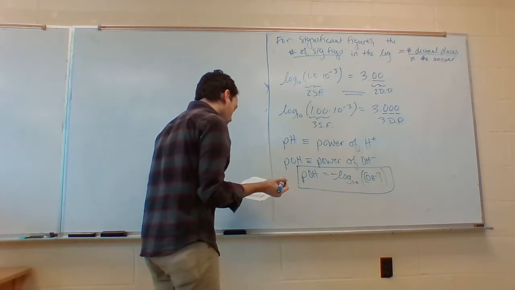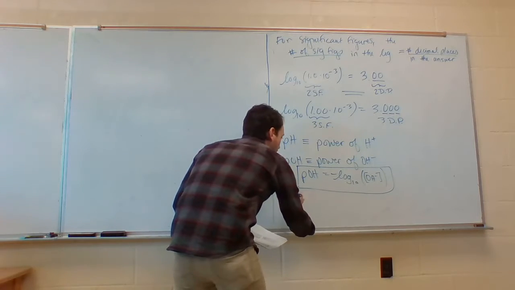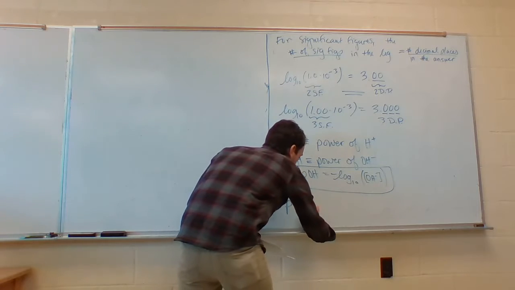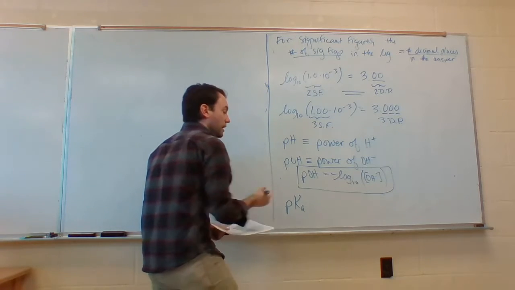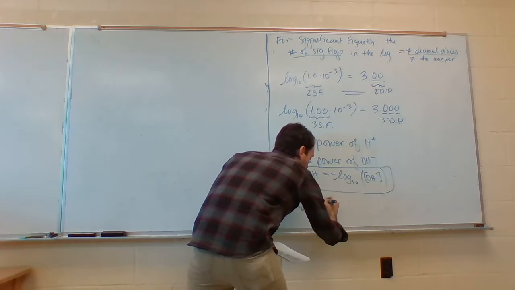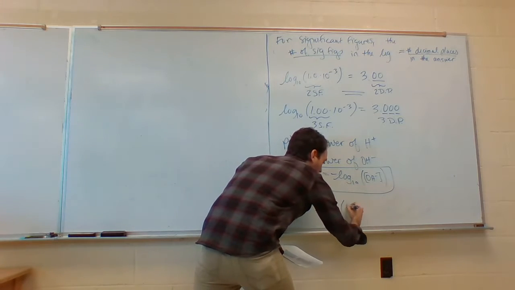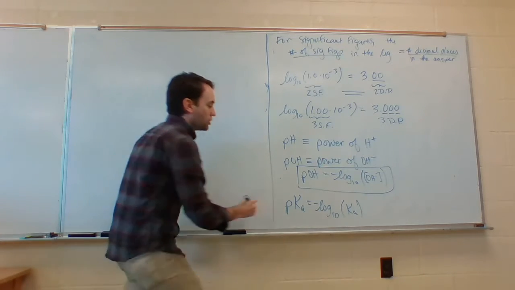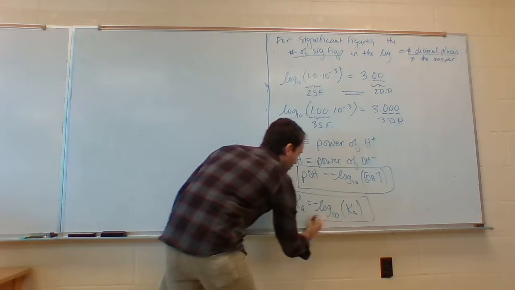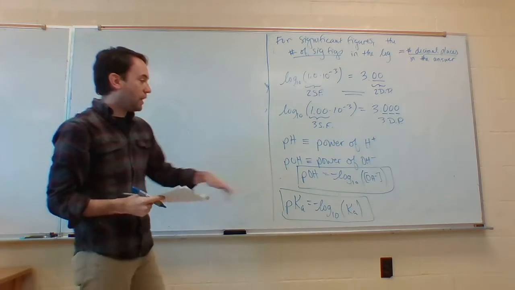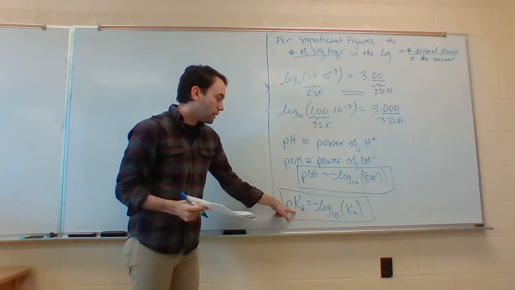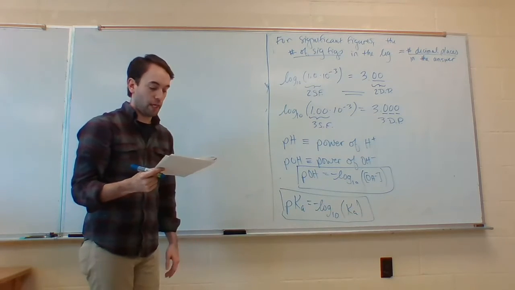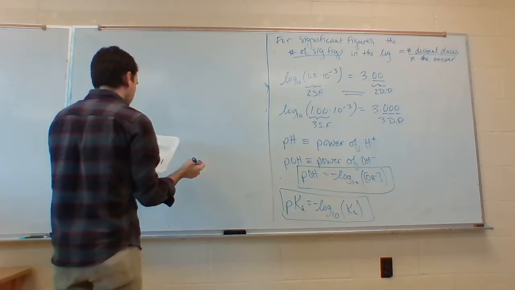We could also apply it to our equilibrium constant. We could say something like our pKa, or our power of Ka. Well, that's going to be equal to the negative log base 10 of our equilibrium constant, or our acid dissociation constant. So any type of thing that you put after the p is going to be the negative log base 10 of whatever you put in.